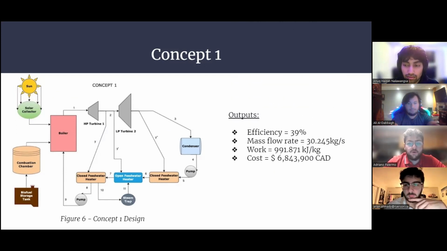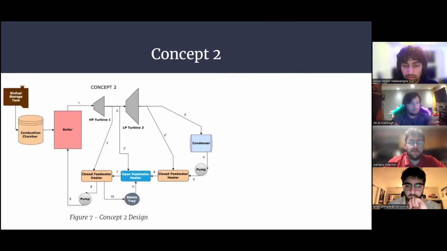Now for the outputs of cycle 1, we have an efficiency of 39%, a mass flow rate of 30.245 kilograms per second, a work of 991.871 kilojoules per kilogram, and an extreme cost of 6,843,900 Canadian dollars. This was terribly expensive, and as a result, we had to make some changes. That leads me into concept number 2.